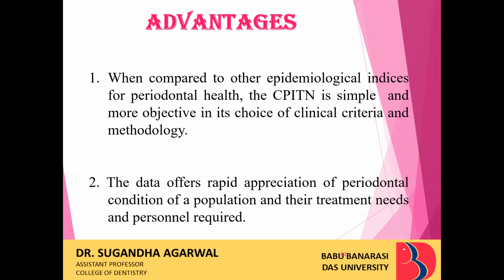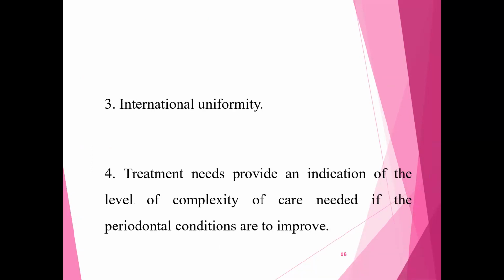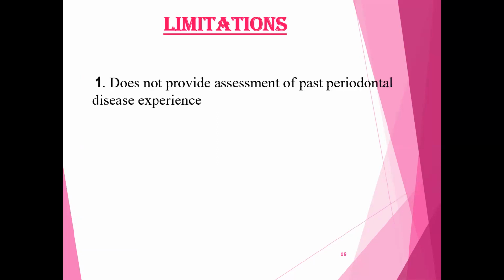Advantages when compared to other epidemiological indices for periodontal health. The CPITN is simple and more objective in its choice of clinical criteria and methodology. The data offers rapid appreciation of the periodontal condition of a population and their treatment needs and personnel requirement. International uniformity. Treatment need provides an indication of the level of complexity of care needed if the periodontal condition is to improve. Limitation: it does not provide assessment of past periodontal disease experience.